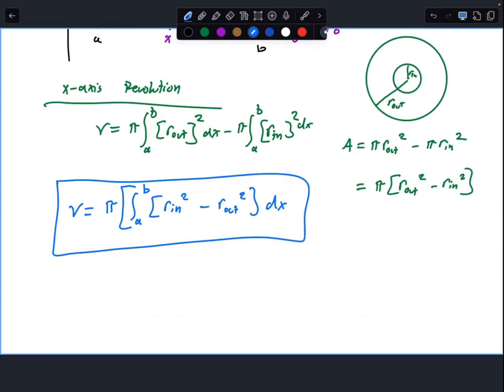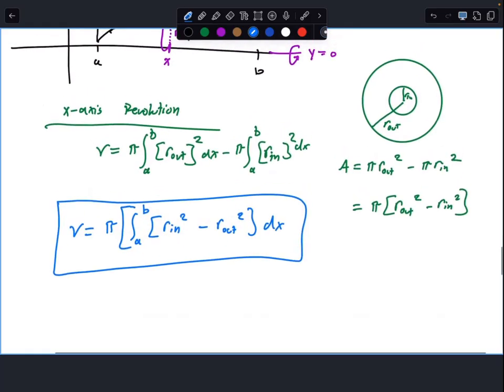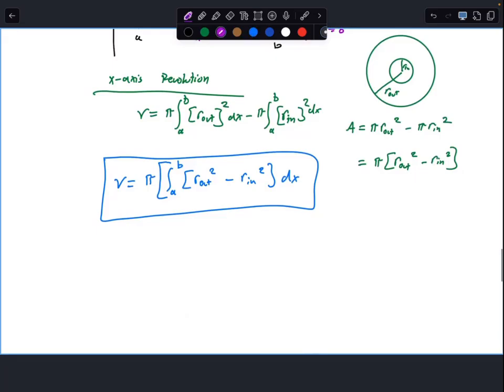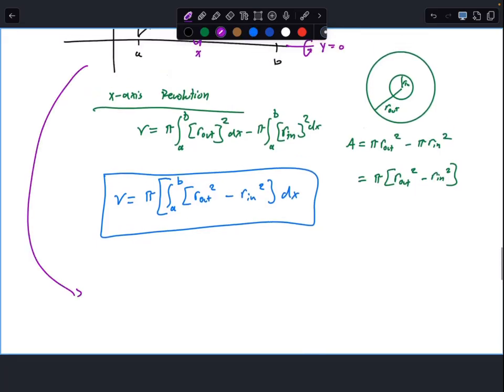And this R outer and R inner will work no matter what your axis of revolution is. I got outer and inner backwards? Yes, I did. Out versus in. There we go. And so in this example, from this example here, my volume would equal pi times the integral a to b of f of x squared minus g of x squared dx.